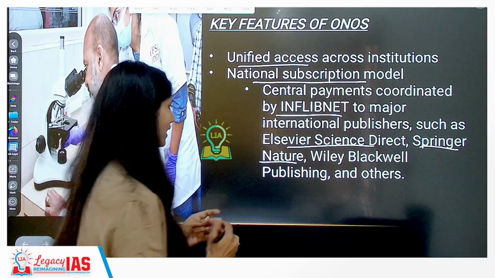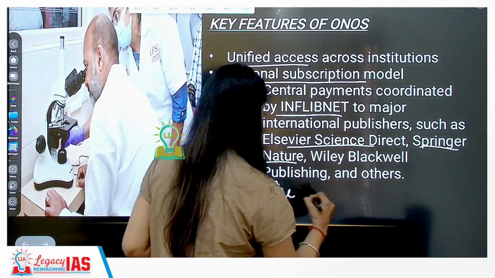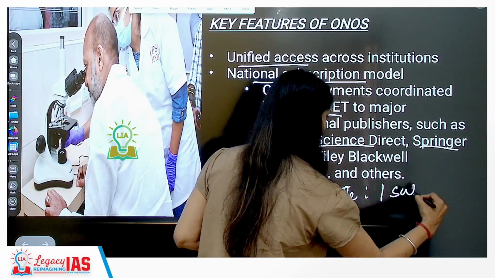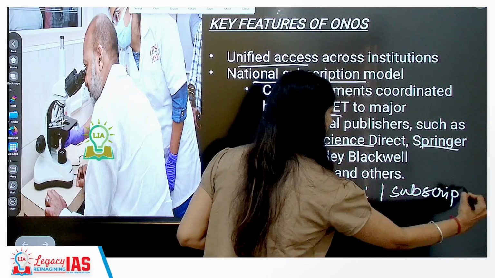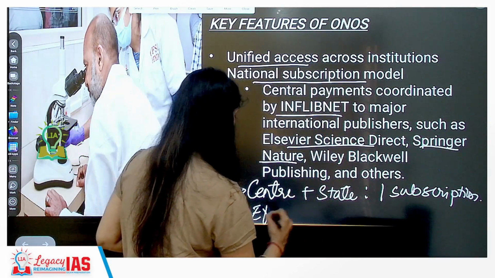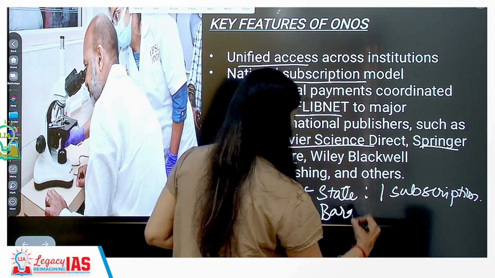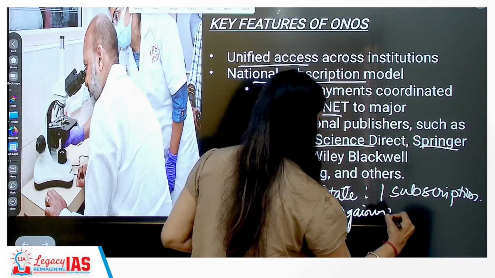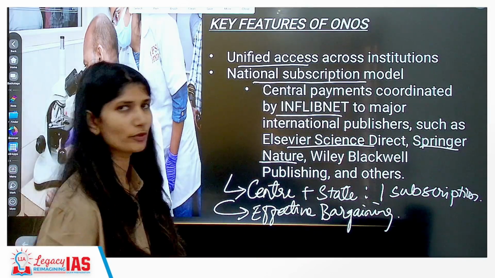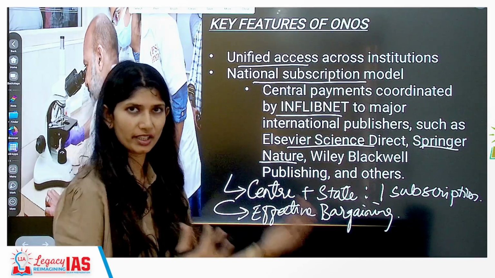where one thing is, when both the center as well as the states have one subscription, this will lead to more effective bargaining with the publishers. That is, the center and state will have leverage.